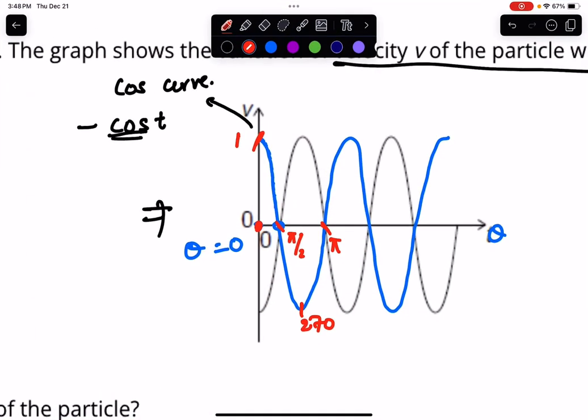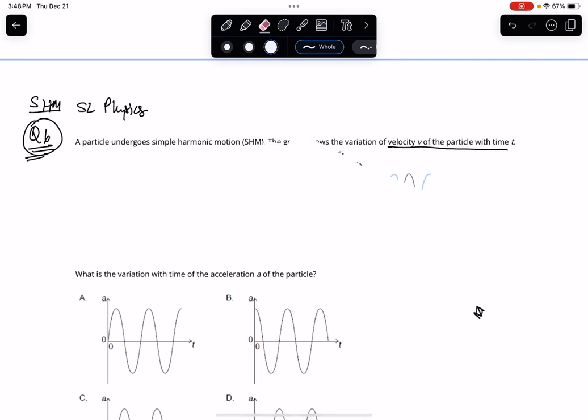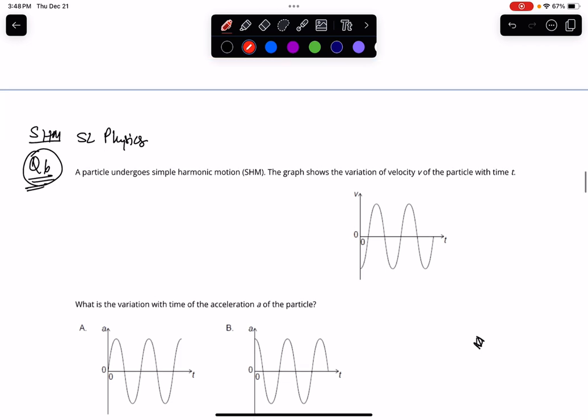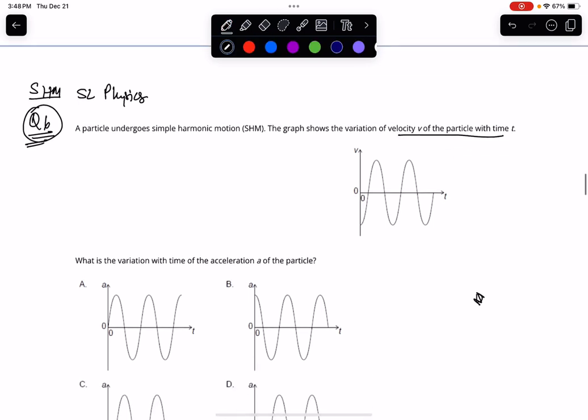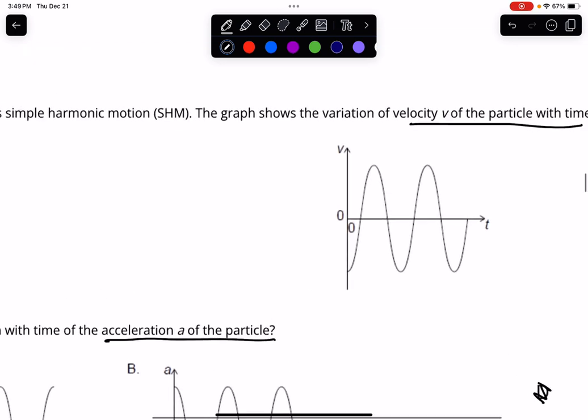Hi. Today we're going to be looking at question 6 for simple harmonic motion in IB. This is going to be related to SL physics. In this case, we have been given a velocity time graph, as we can see over here. They want us to find the corresponding acceleration time graph for this given plane.